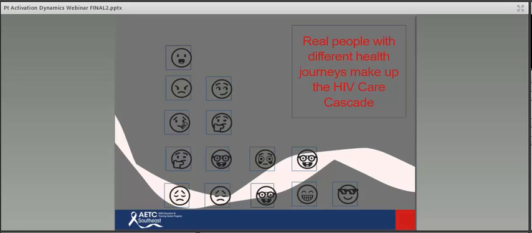And as we get further along the care continuum, we recognize that to be that happy person that feels empowered and activated and feels like they're taking good care of themselves, it takes a lot of work to get there. And the continuum is really real people with different health journeys. And that's what we're focused on in the trenches. And I know everybody on this call knows what I'm talking about.